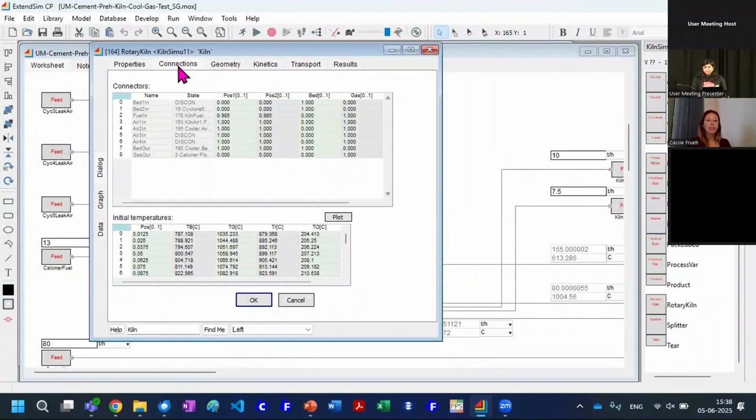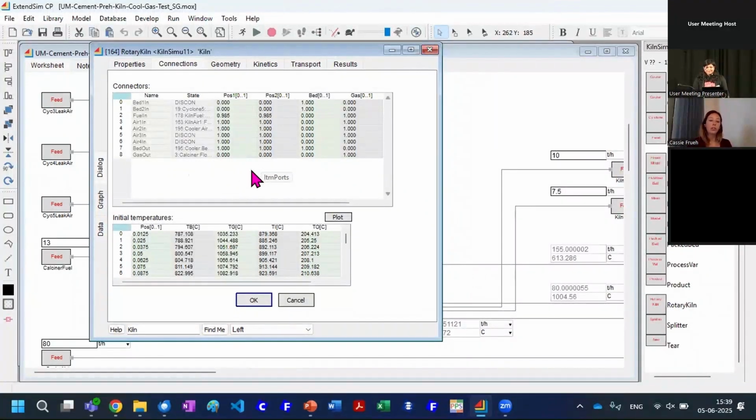So for instance, in this scenario, we have a bed input, a fuel input, two air inputs, and then we have the bed material coming out, and the gas product coming out. The good thing is you can control their positioning. As I said, normally for rotary kilns, you have the bed coming in one side and the flame and fuel coming in on the other side, but you can control where your air inlets are throughout your rotary kiln.